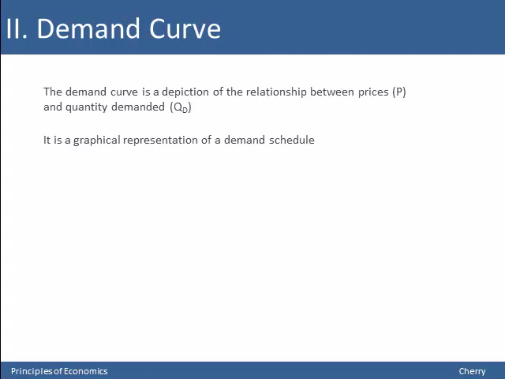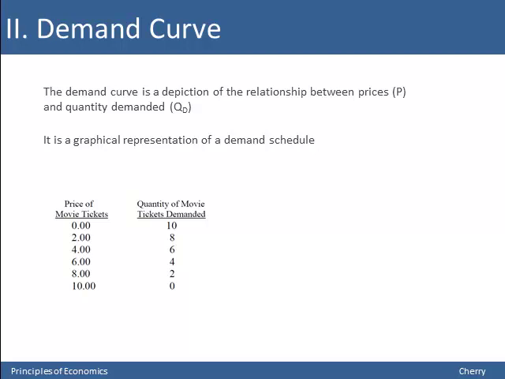So now let's move to the demand curve. So technically speaking, the demand curve is essentially the graphical representation of the relationship between prices and quantity demanded. So P and Q sub D. And that was the first determinant that we went through, right? Prices related to quantity demanded. Demand curve is a graphical representation of the demand schedule. So each individual, while they don't explicitly have a demand schedule in their head, they act as if they do.